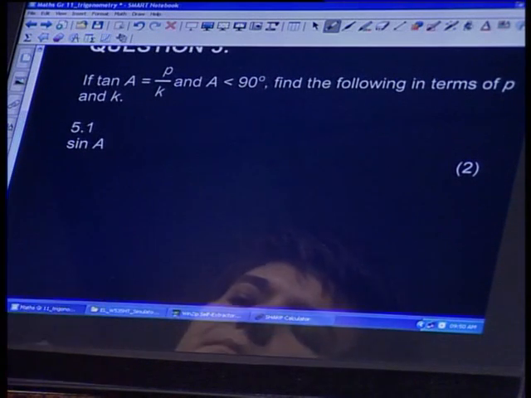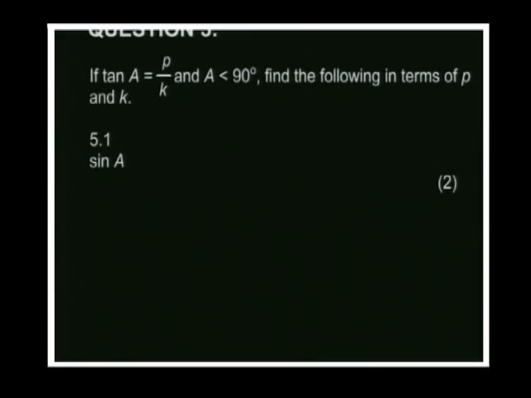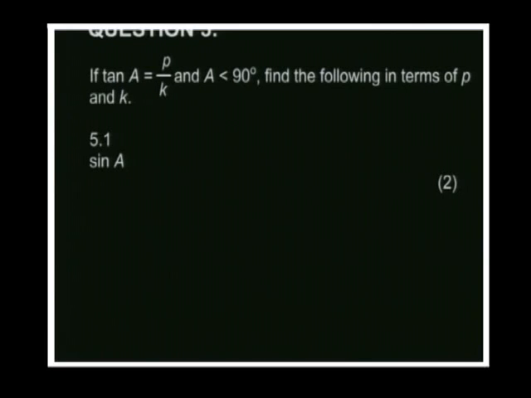Now we have question 5. Question 5 says, if tan A is equal to P over K, okay, this is funny because they don't give any values, but don't stress, variables are exactly the same as numbers. You can just see numbers instead of P over K. And A is smaller than 90. Find the following in terms of P and K. Right, they want you to find sine A. Now, you are definitely going to use a diagram here because there's no way that you can use your calculator with variables. I mean, P over K, you can't put that into your calculator and get an answer for that.